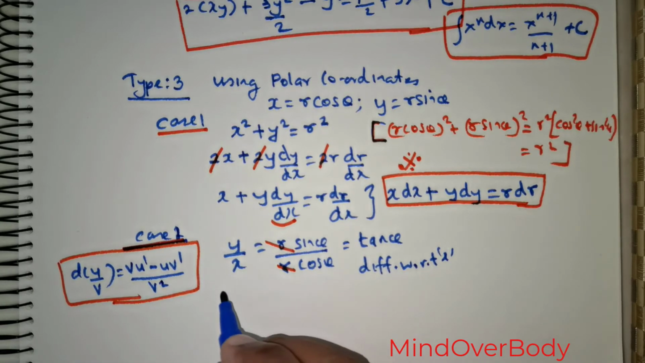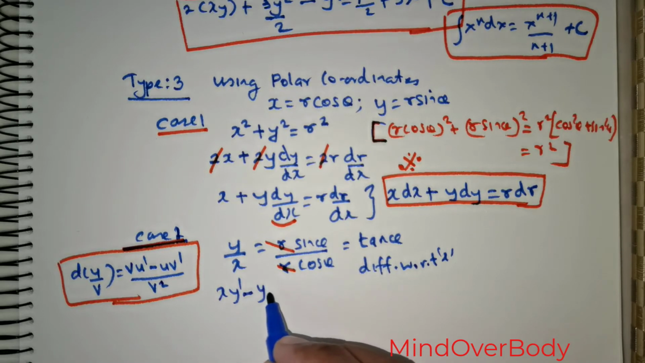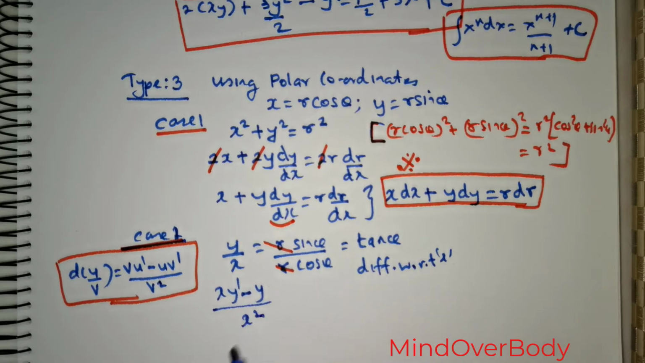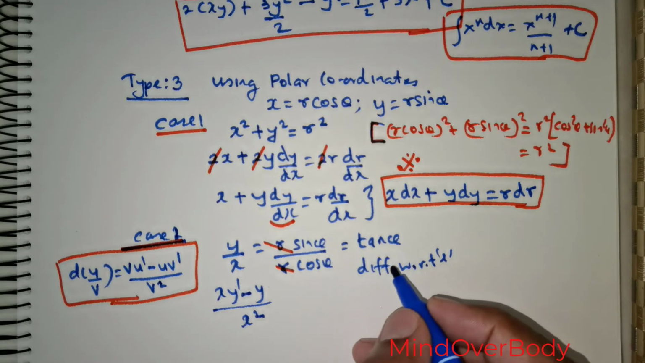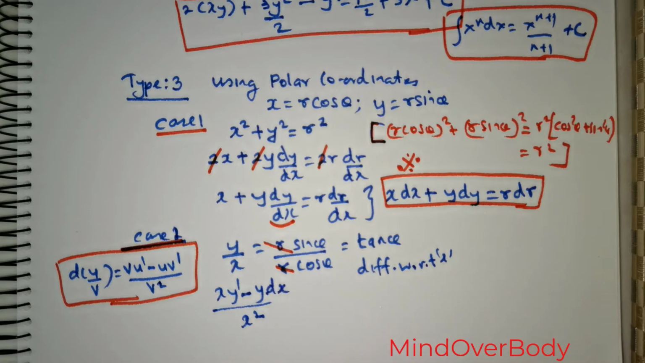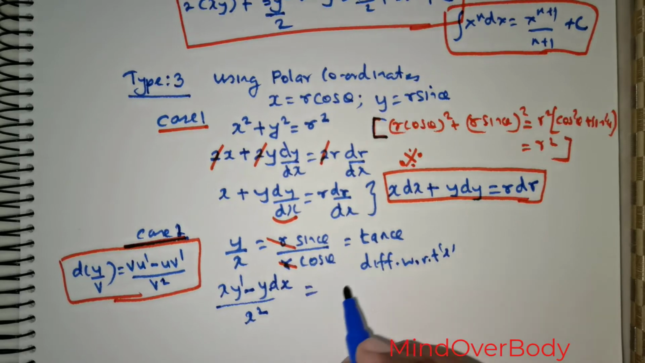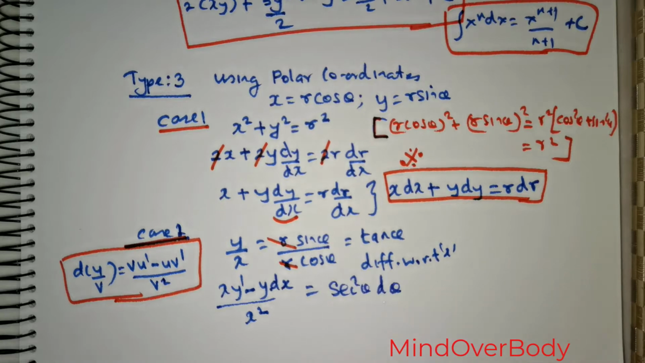So by this it is going to be x times y dash minus y times x dash is 1 divided by x squared. Of course, in this case we can just say d over dx, so we can rewrite this. Of course, the differential of tan theta is going to be secant squared theta times d theta. So this is what we have got.